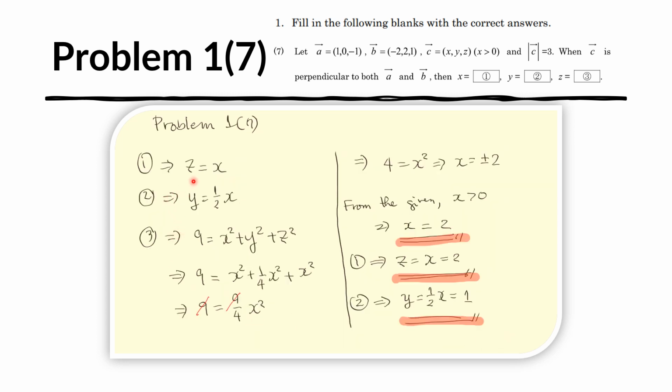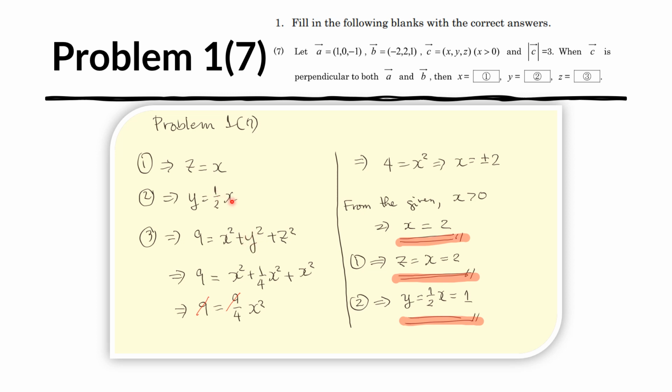From the previous slide, we know that z equals x, y equals 1/2 x, and 9 equals x squared plus y squared plus z squared. Now we replace the y and the z with the x's that we got here. So 9 equals, this term is retained.